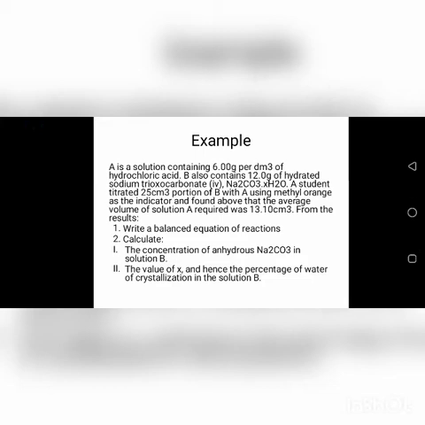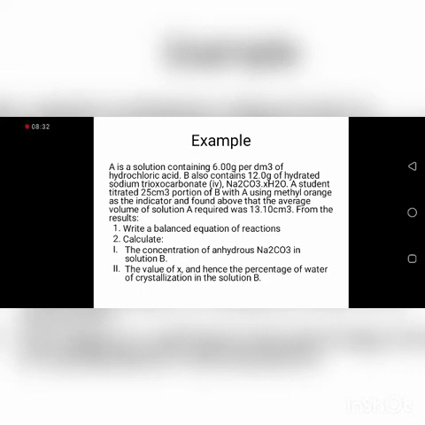B also contains 12 grams of hydrated sodium carbonate, Na2CO3.xH2O. So this is the hydrated salt. Sodium carbonate plus xH2O is the hydrated salt. So the mass of the hydrated salt is 12 grams. You are given the mass of the hydrated salt. So let's continue. A student titrated 25 cm3 portion of B, that is the volume of base, with A using methyl orange as indicator, and found that the average volume of solution A required was 13.10 cm3.